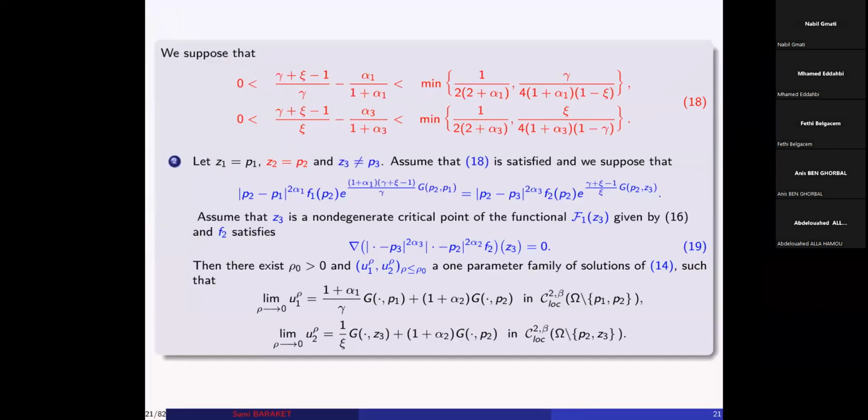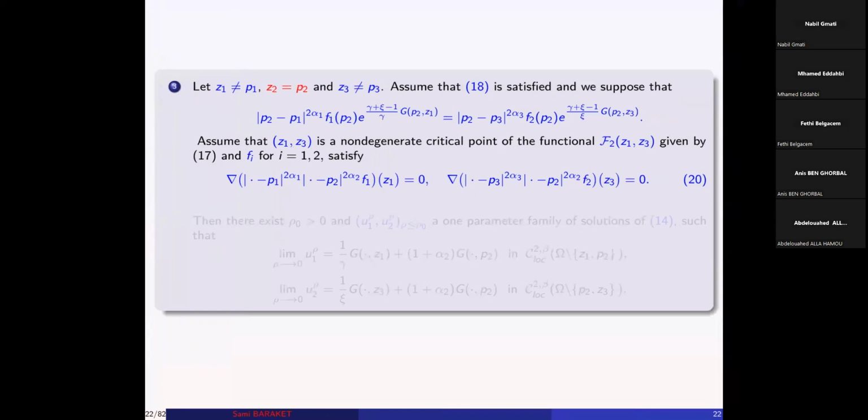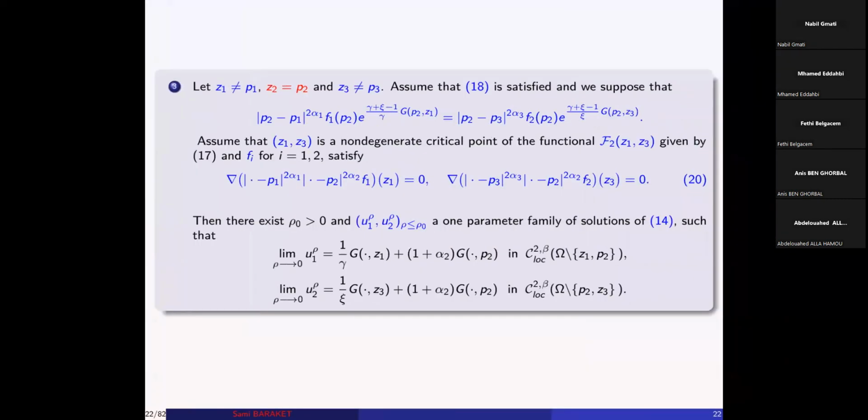So we can construct U1 rho which blows up on P1, P2, and U2 rho which blows up on Z3, P2. Finally, in the last case, when Z1 is different from P1 and Z3 is different from P3, a condition on the values of F1 and F2 on P2 must be satisfied, and we now also want the gradient of F1 at Z3 and the gradient of F2 at Z3 to be equal to 0. Then, under this condition, we prove that we can construct a family of solutions U1 rho and U2 rho which have the desired profile.